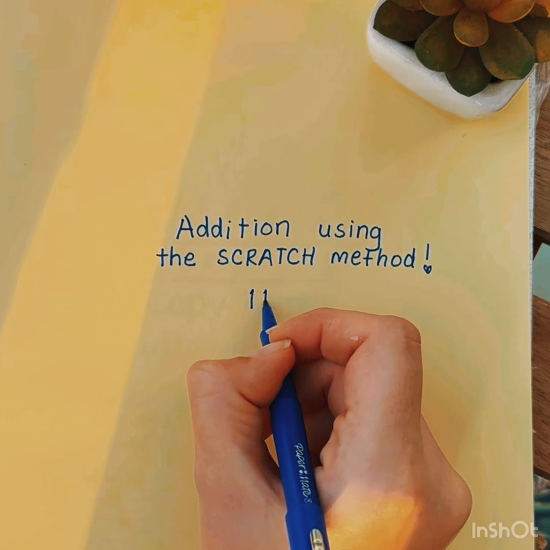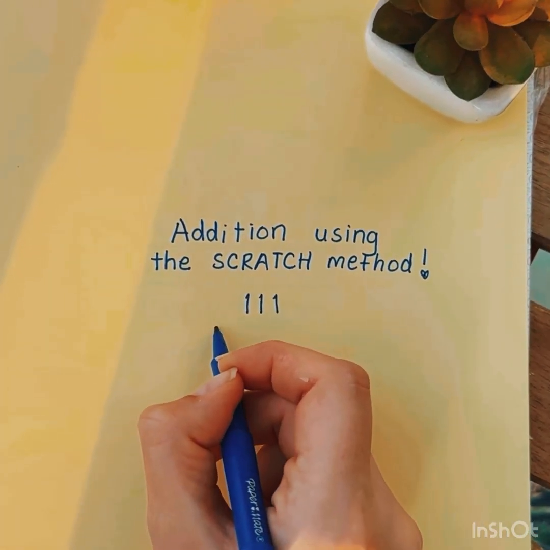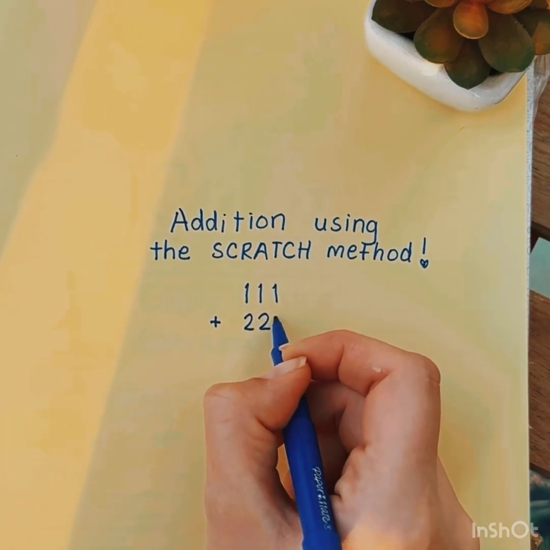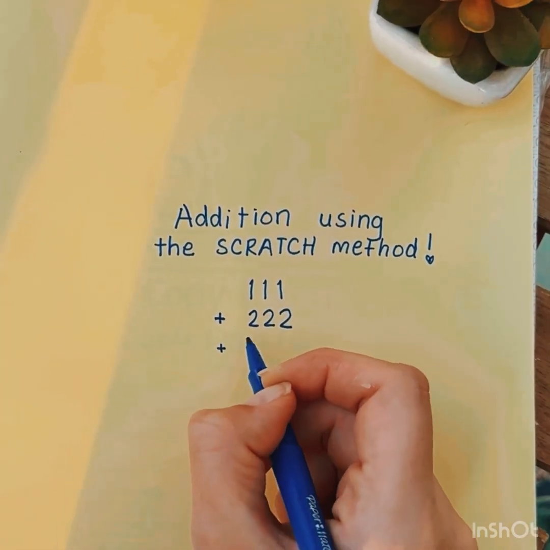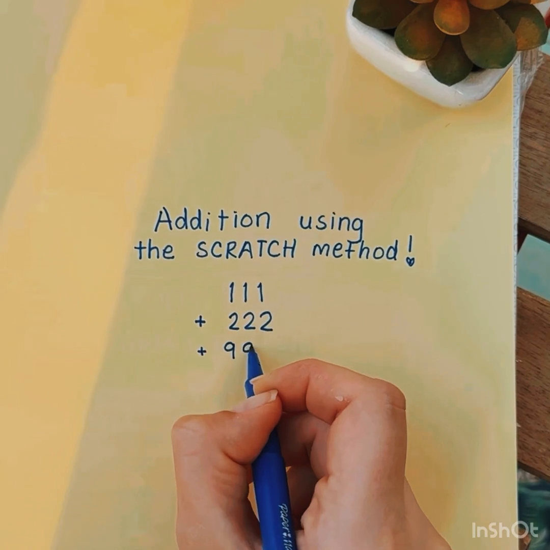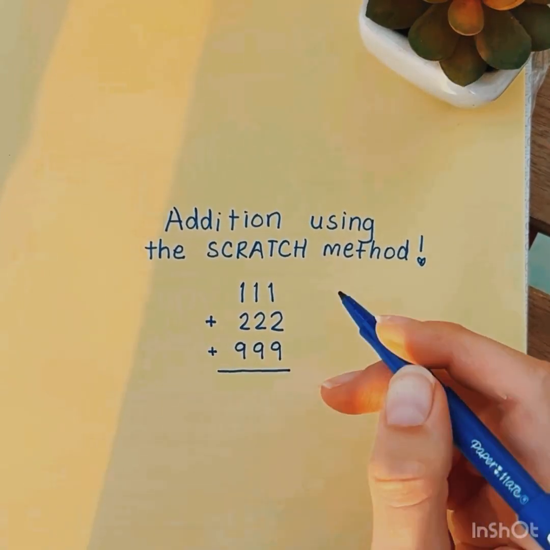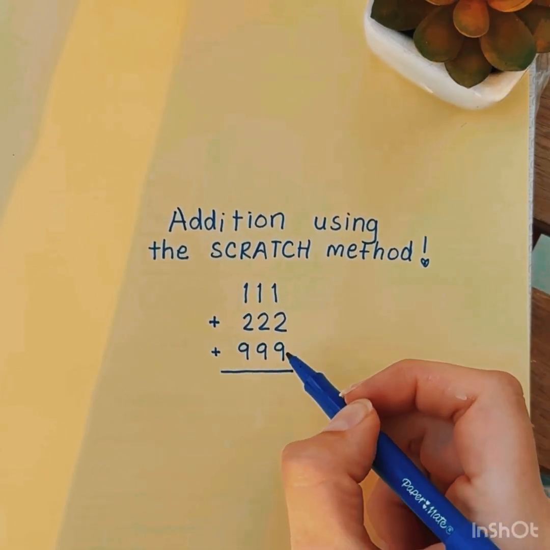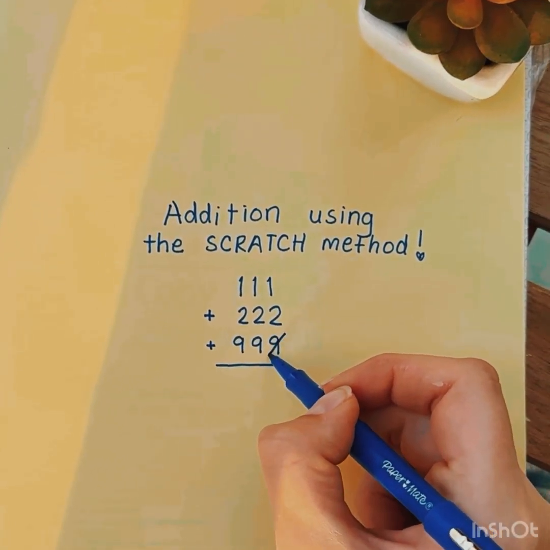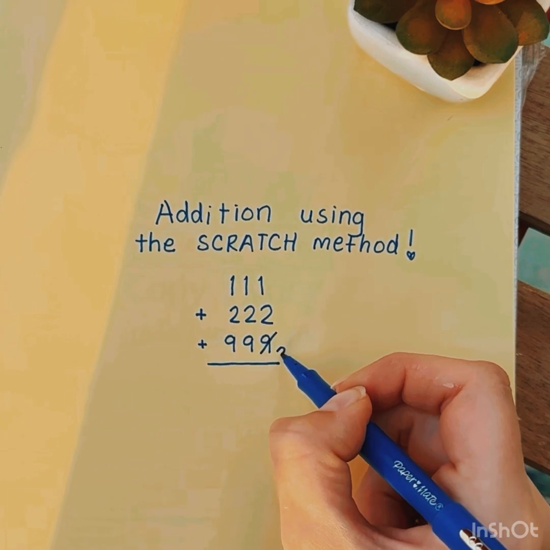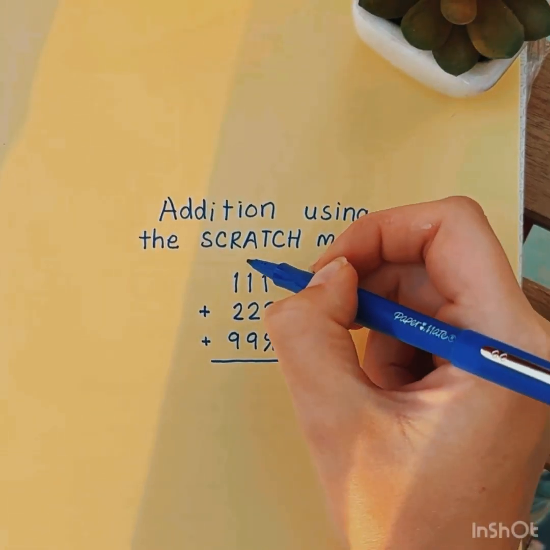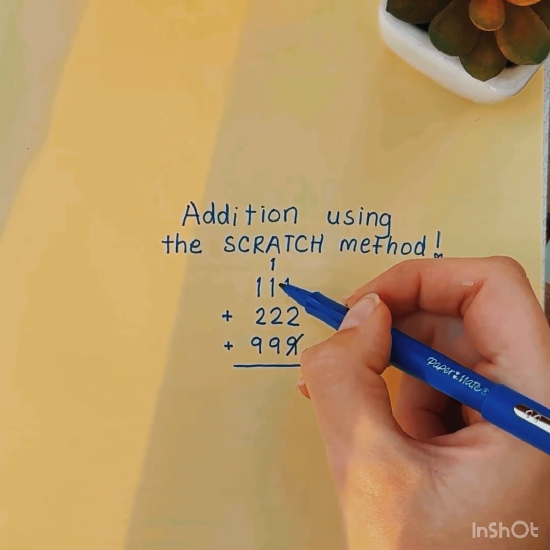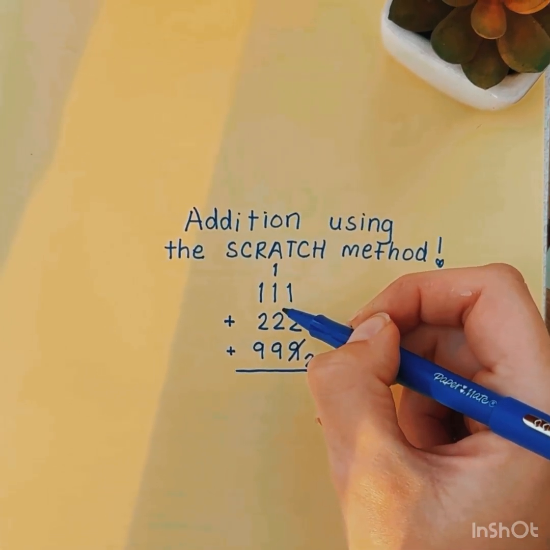Our addition problem is 111 plus 222 plus 999. Alright, for the scratch method, we start on the right and we work top down. 1 plus 2 is 3, plus 9 is 12. We cross out the 9 to represent 10, leaving us with 2, and we write a 1 because we scratched one number. It was the 9.